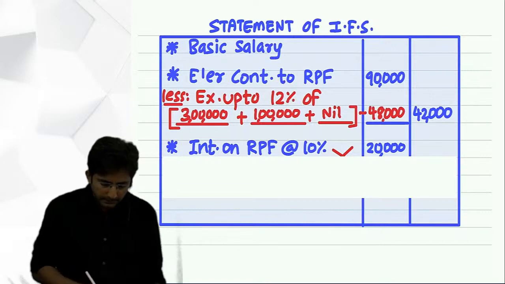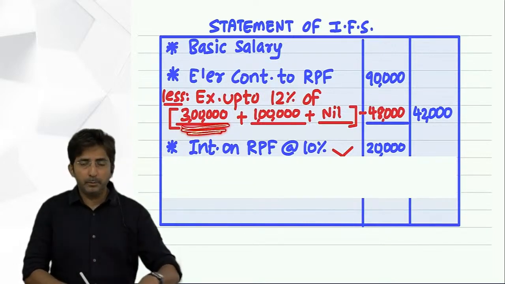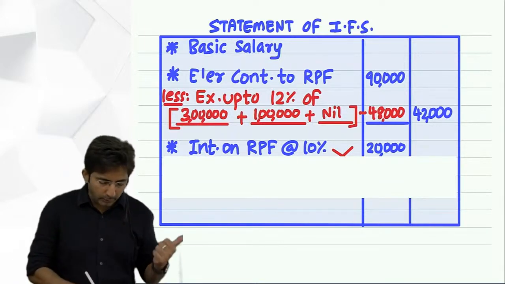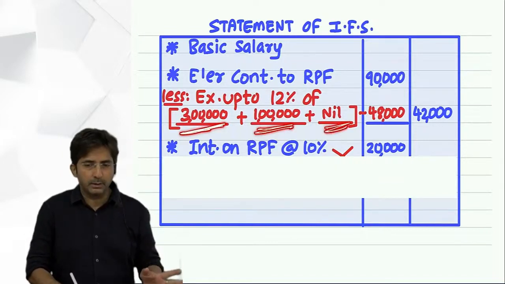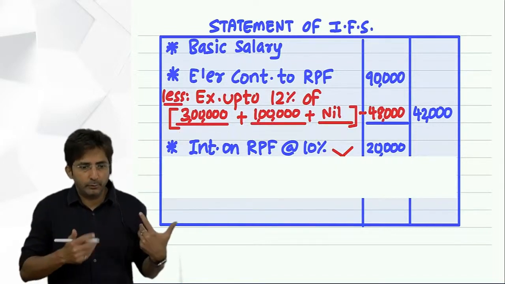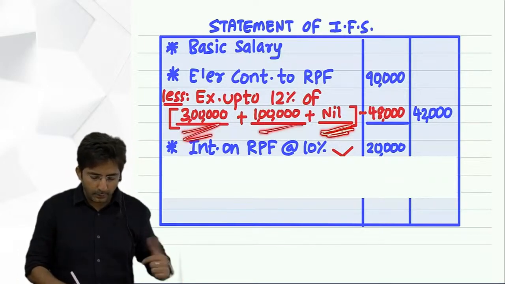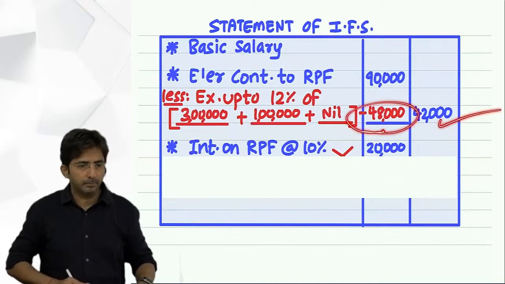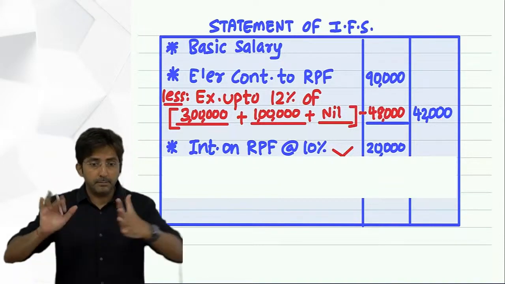12% is fixed. Now this 3 lakhs I am assuming is the basic salary. This you will be able to find from the question. In every question there will be a basic salary, so record the basic salary. And what is this? Dearness allowance. And this? Turnover commission. I have assumed in my question there is no turnover commission. So 12% of that is 48,000. Minus this, the balance goes in the outer column. Nothing new, I am just explaining how to solve the sum.